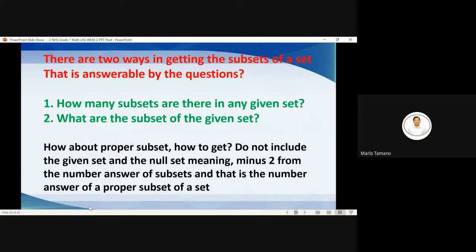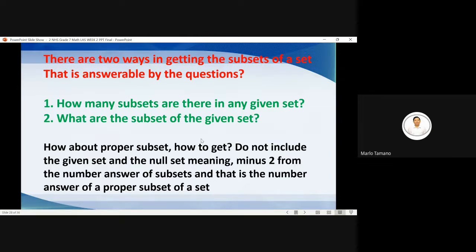So whatever the product between the exponent and the base, how many times the base is to be multiplied, depends on it. And that is how many subsets are there in any given set. Apply only 2 to the n power, where n is the number of elements of the given set. So you multiply the base based on its exponent. If it is 1, no need to multiply, as is, 2. If it is 2, 2 to the second power, meaning you multiply 2 times 2. Then 2 to the third, all you have to do is multiply the 2 three times. So that's it, it follows.